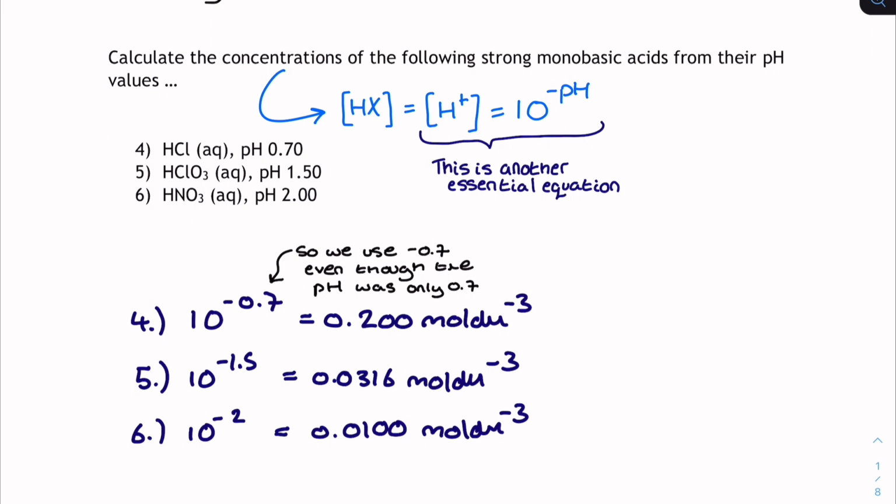Remember here that yes, these would all be H+ ion concentrations based on the equation that I want you to learn, but for strong monobasic acids, that's equal to the concentration of the strong monobasic acid. So all of these are kind of doubling their role. They are the concentration of the H+ ion, and they're also the concentration of the strong monobasic acid in the solution.